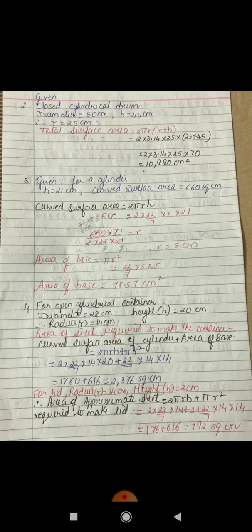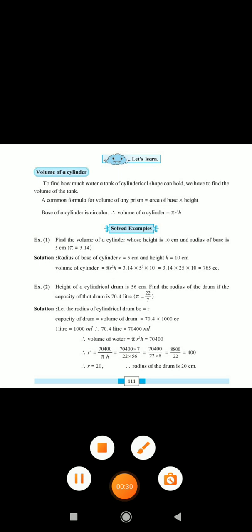Good morning, children. So, in this third video, let us study further the volume of a cylinder, page 111. Now, to find how much water a tank of cylindrical shape can hold, we have to find the volume of the tank. A common formula for volume of any prism is equal to area of the base into height.